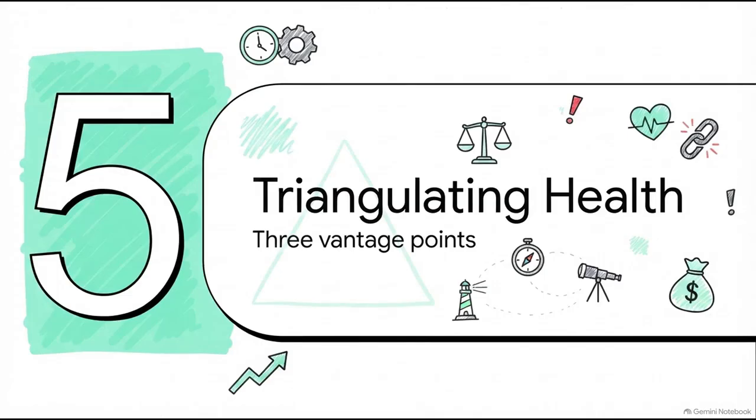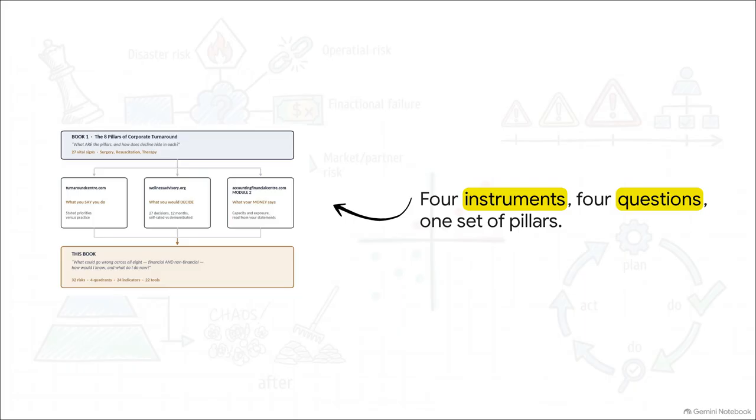Section 5. Triangulating your corporate health. So how do we prevent these exact types of failures from happening to you? Well, to get a truly accurate diagnosis of those 8 pillars, we can't just rely on a single perspective. The source material outlines a system where 4 different instruments ask 4 very different questions about the exact same set of pillars to expose the full picture.